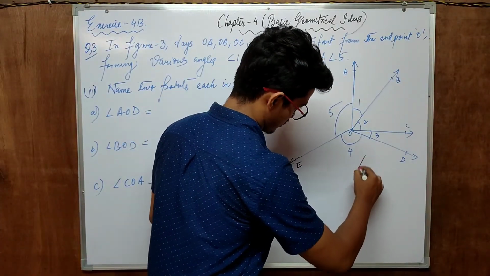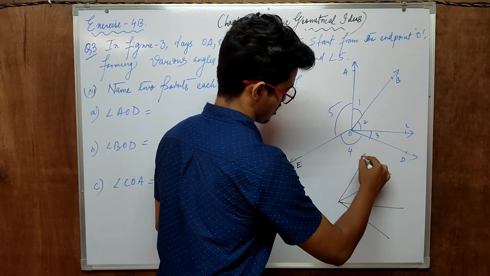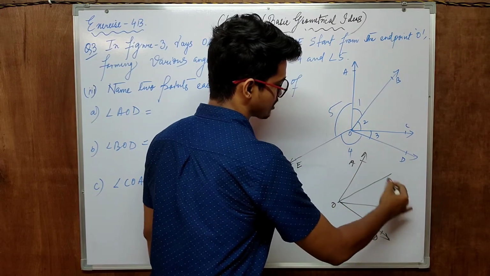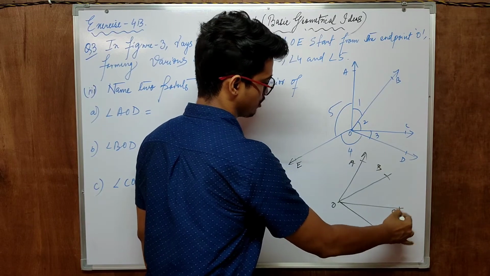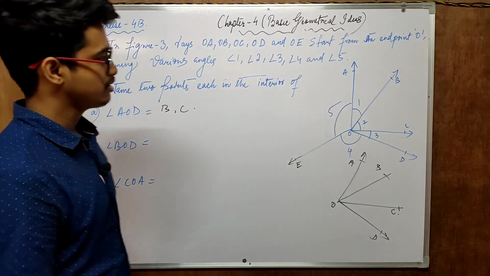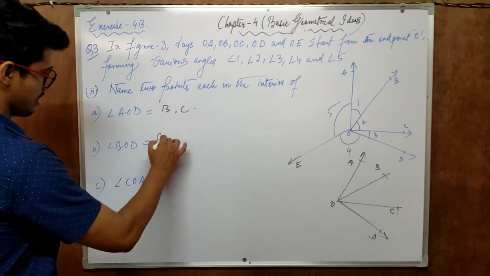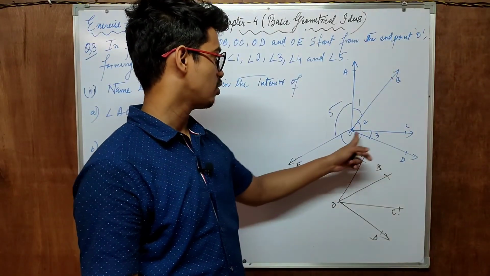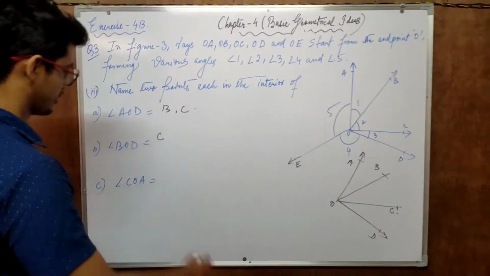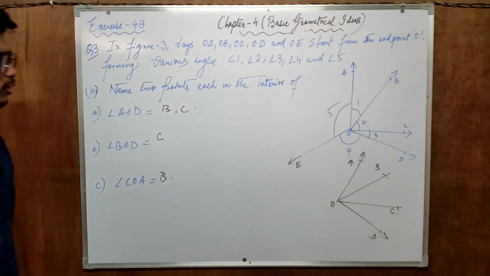Angle AOD, and in between there are two lines. This is angle AOD. So clearly we can understand that this is the interior portion and these 2 points are interior. So B, C will be the first answer. BOD: there is only one point, C. And COA, where is COA? COA, again B is the only point. So that is the answer of question number 3. I hope you got it.